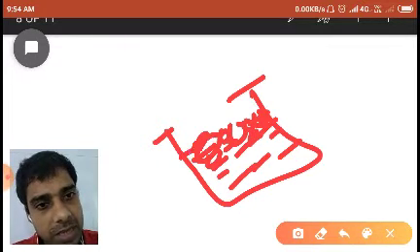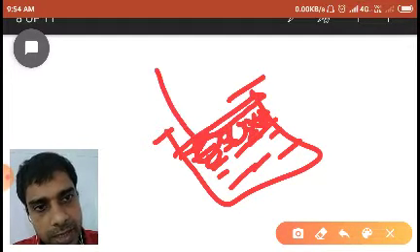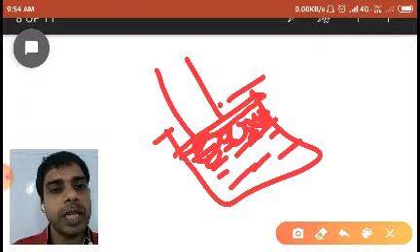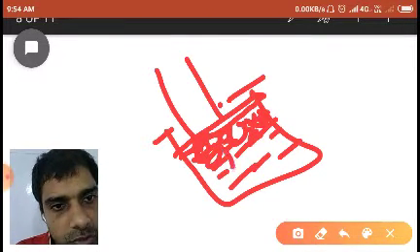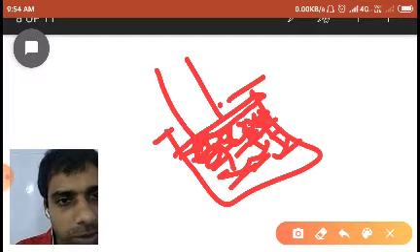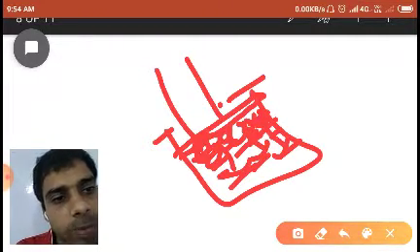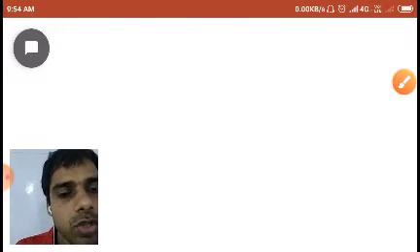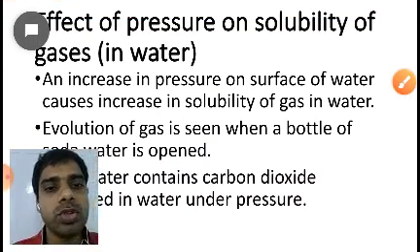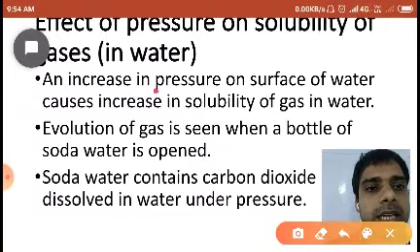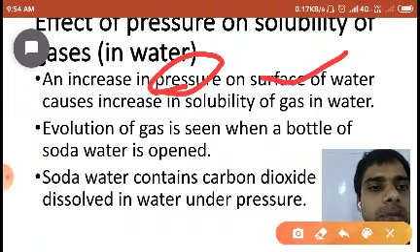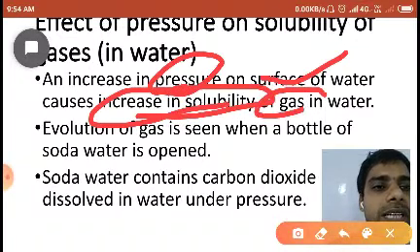So what happens if I increase the pressure? If I increase the pressure, what will you see? The gaseous molecules will go down and mix well. So we can say solubility will increase. You can see here it is written: an increase in pressure on the surface of water causes an increase in solubility of gases in water.